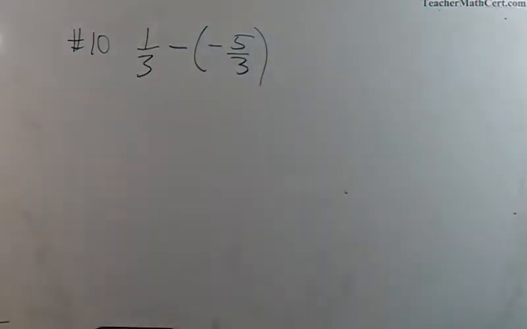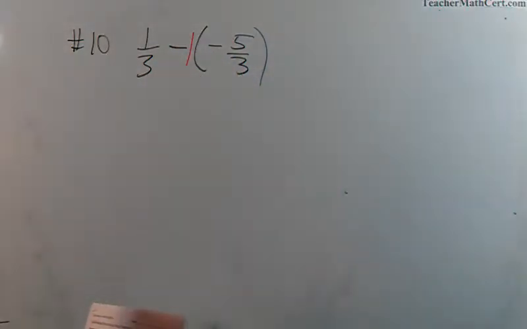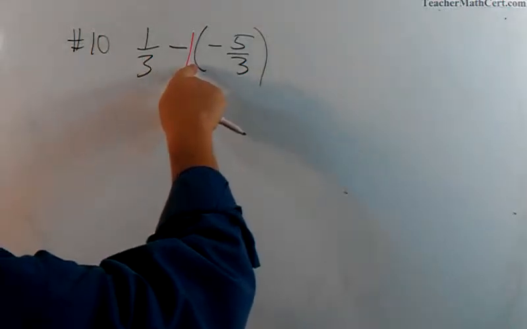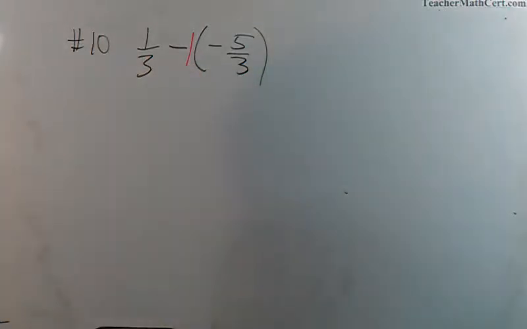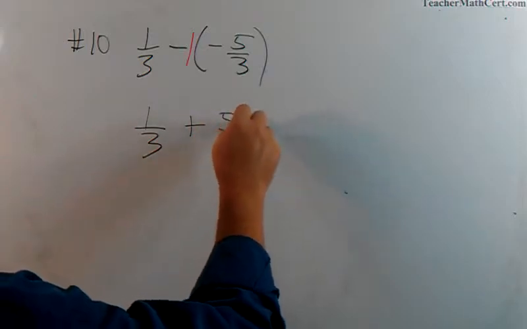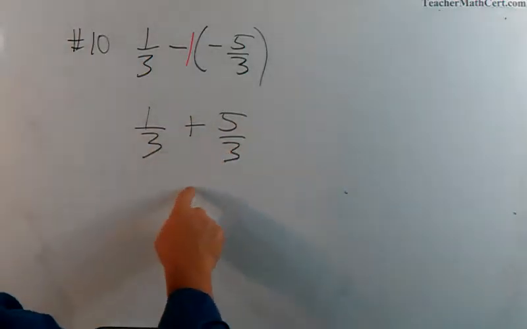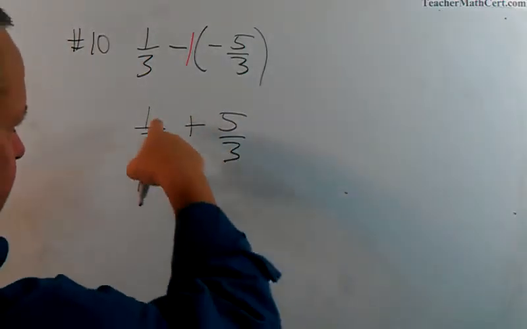Let's see here. What do we got? So we've got, like I said, this is understood to be a -1 here, as far as multiplication goes, right? So we've got 1/3 minus a minus is what? A positive. So that makes it a 5/3. So now we've got common denominators, so all we do is add. We add the numerators, right?